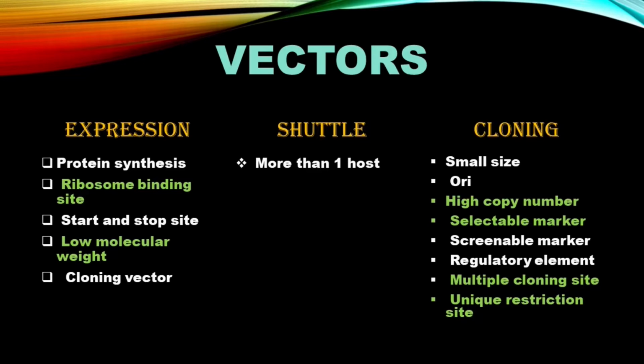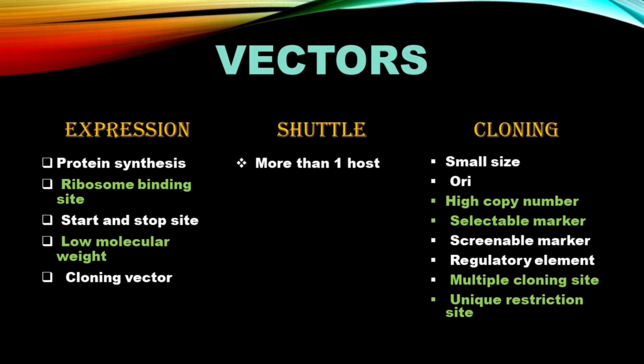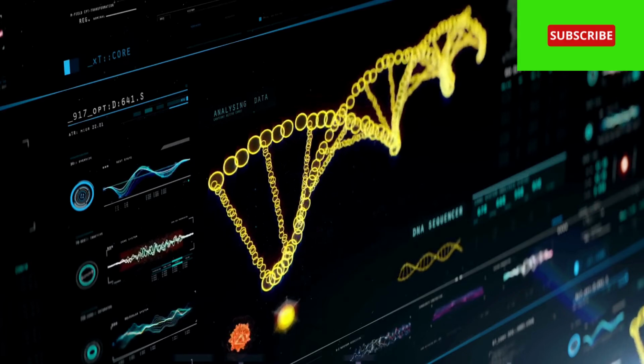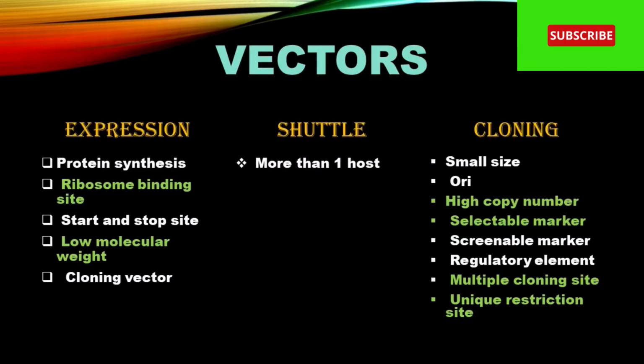So what is a unique restriction site? It means the location site of each restriction enzyme. Unique means mostly one, but may be greater than one. And what about multiple cloning site? It means the site of multiple restriction enzymes. Any enzymes can be used, such as HindIII, BamHI, EcoRI, etc.